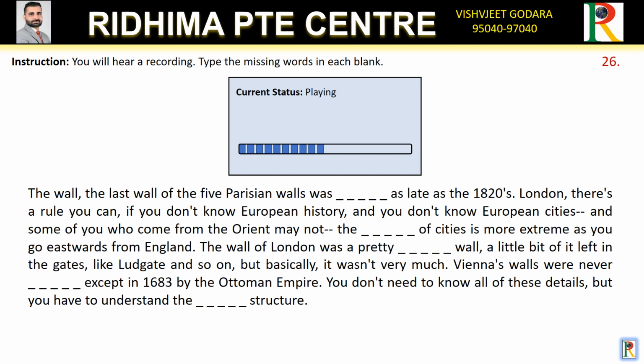The wall of London was a pretty miserable wall. There are little bits of it left in their gates, like Ludgate and so on, but basically it wasn't very much. Vienna's walls were never penetrated except in 1683 by the Ottoman Empire. You don't need to know all of these details, but you have to understand the conceptual structure.